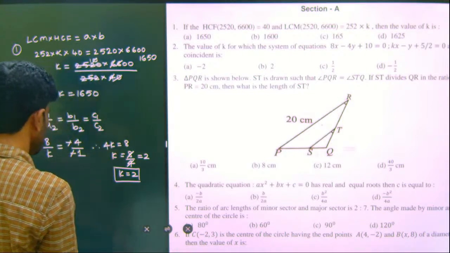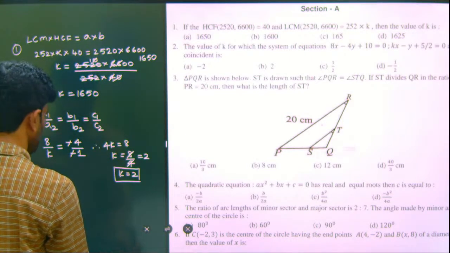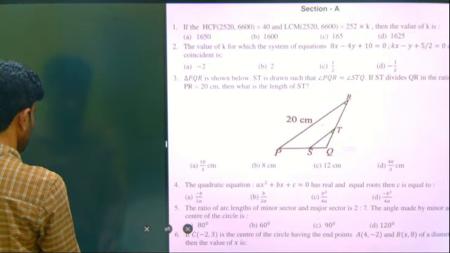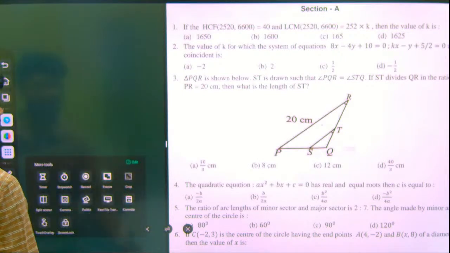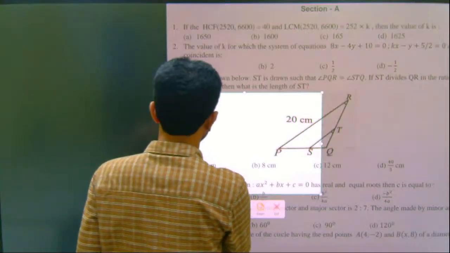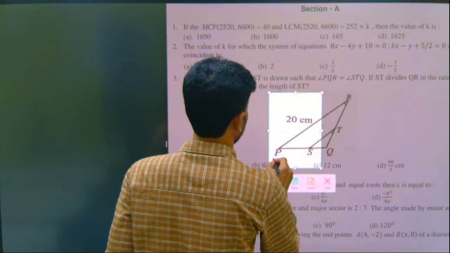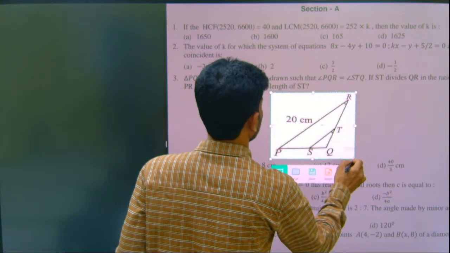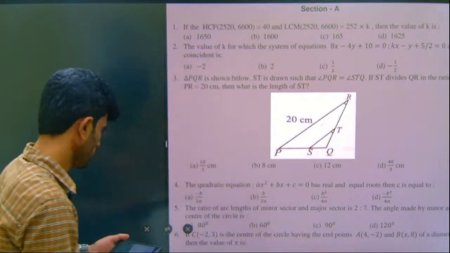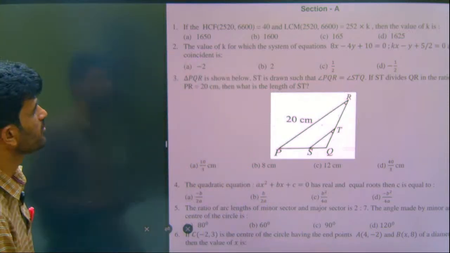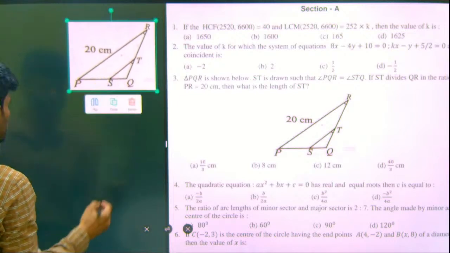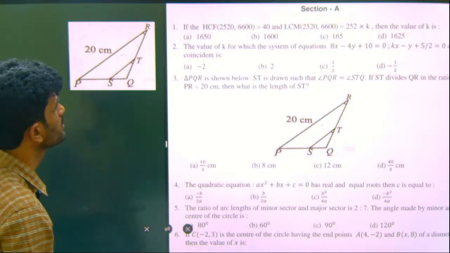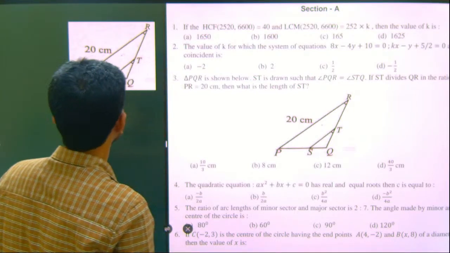It is a triangle related question. Let us do it on another page. Let us take this picture here to understand better. What do we have to find out in this? We have to find the length of ST. To get the length of ST, what information is given? Angle PQR is equal to angle STQ.